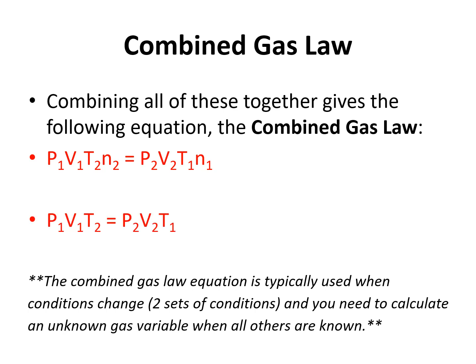This is a very powerful equation to use when you're dealing with changing conditions or 2 sets of conditions. So let's say we have the first pressure, the first volume, the first temperature. We have the second temperature, the second pressure, but we don't have the second volume. We can use this equation to calculate that second volume. Now we're going to look at some examples.